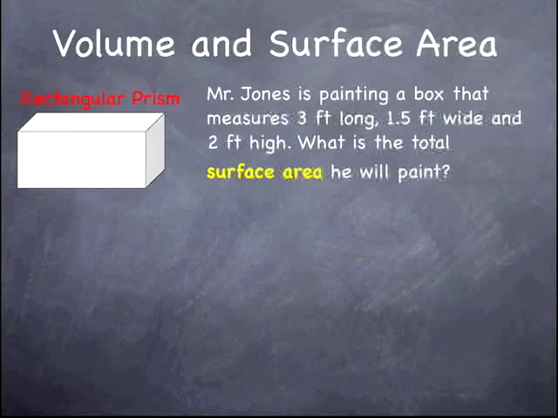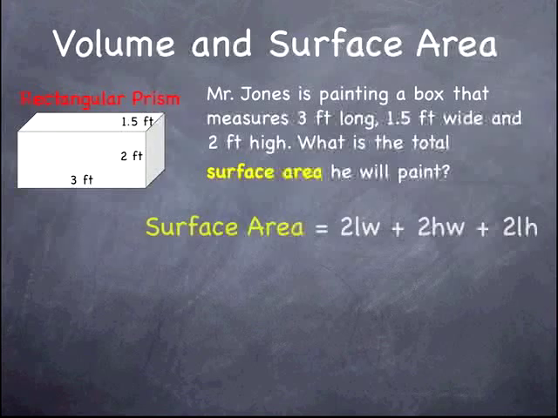Let's take a look at another example dealing with the rectangular prism. Mr. Jones is painting a box that measures 3 feet long, 1.5 feet wide, and 2 feet high. What is the total surface area he will paint? Notice, since I had a picture available to me, I wrote the values from my question on the picture. Since the question is asking for surface area, I want to write my surface area formula. Surface area equals 2LW plus 2HW plus 2LH.